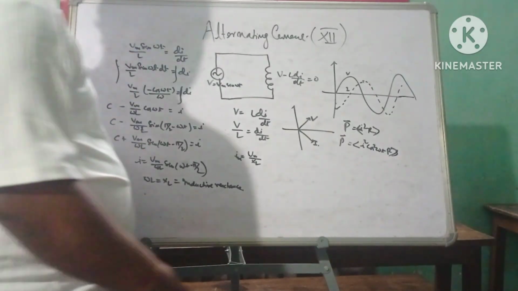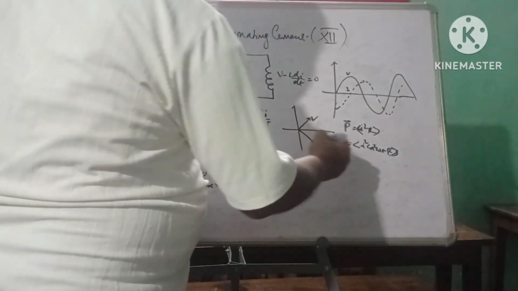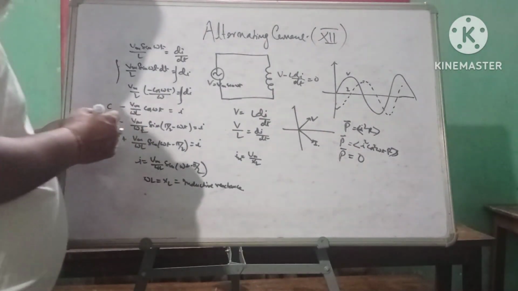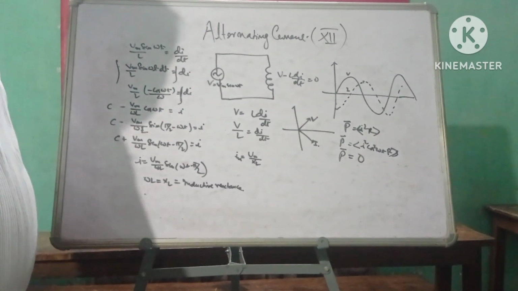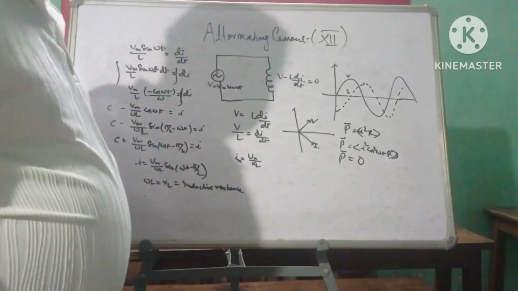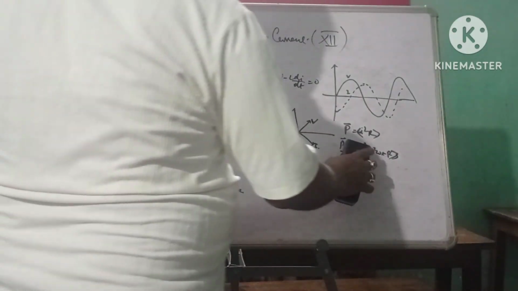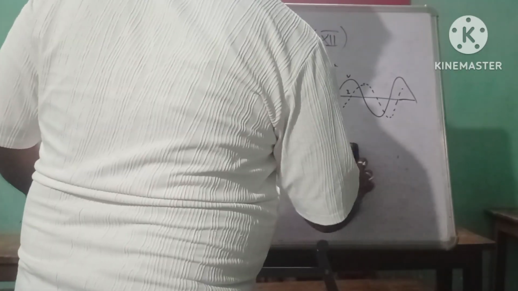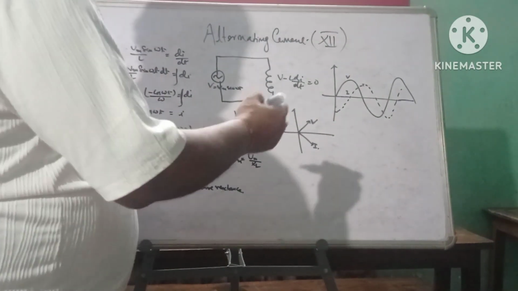For a cycle here, this will be 0. So here your average power is 0 in an inductive circuit. But there is one thing before going to this average power, let me do one thing before going to this.